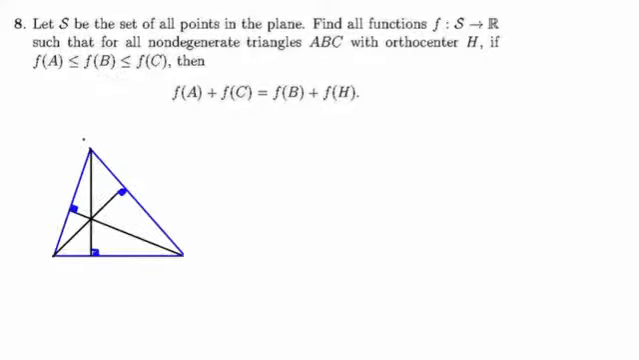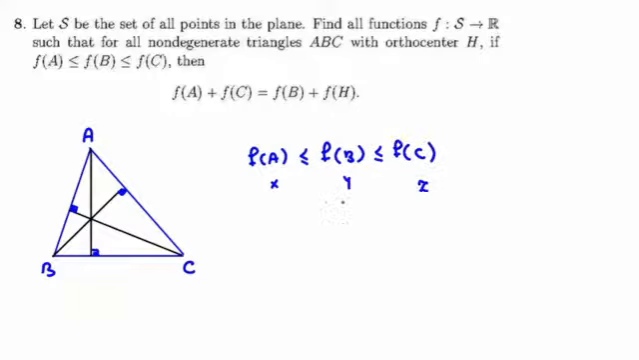So here I draw an acute triangle. Suppose it is A, it is B, it is C, without loss of generality. Suppose f of A less than or equal f of B less than or equal f of C. So suppose, for example, f of A is x less than or equal f of B, which is y, less than or equal f of C, which is z. And then we can say, okay, f of A plus f of C, first one plus last one, equal to mid one plus f of H. Suppose f of H is also w. Another important thing is that non-degenerate means the area is not zero, means the vertices are not collinear.